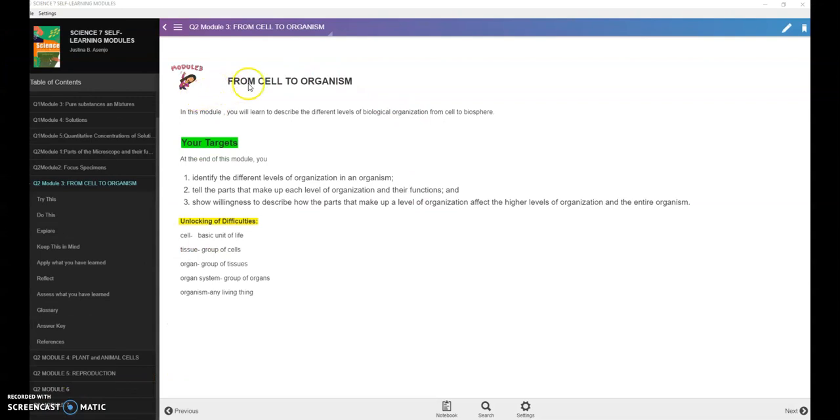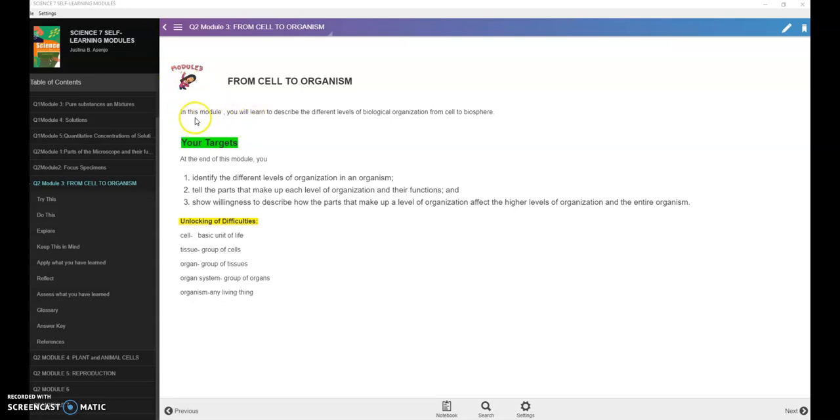Alright, so ito pala yung title natin sa module 3, From Cell to Organism. So nakikita ninyo ito. So napakaganda ng cartoon character. Kung gusto ninyong malaman kung paano ko ito ginawa, mag-comment lang kayo sa baba. Alright, at isama ko sa next tutorial ko.